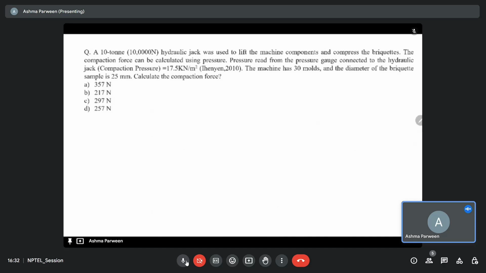Calculate the compaction force. So we have been given the pressure, the number of molds, and the diameter of each briquette sample, and from this we have to find out the force. Force is the compaction pressure times the contact area. So I'll give you all 7 minutes to solve this question and write the correct answer in the chat box.